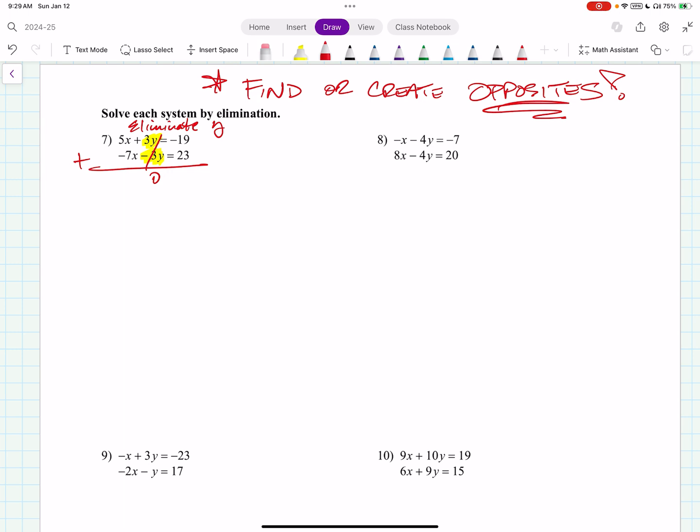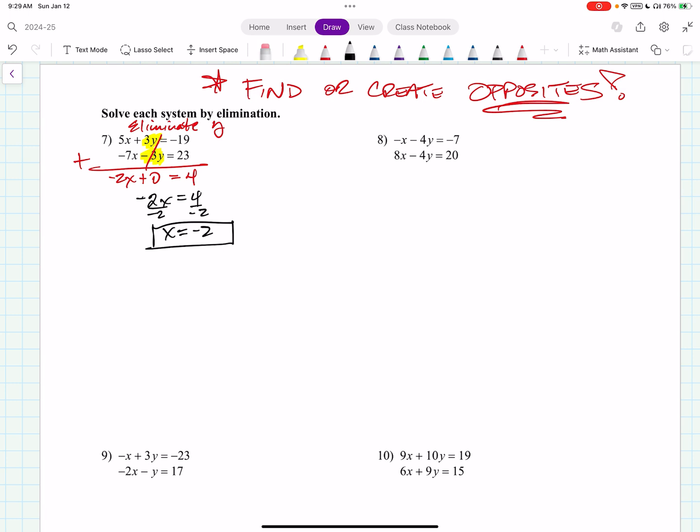So what do you get? Well, 5x plus negative 7x is negative 2x here, right? Plus 0, and that's going to be equal to negative 19 plus 23, which is just 4. So what you have here is a very simple equation. You have negative 2x equals 4. All right, and if you divide both sides by negative 2, you get x equals negative 2. All right, great. Now what we need to do is solve for y.